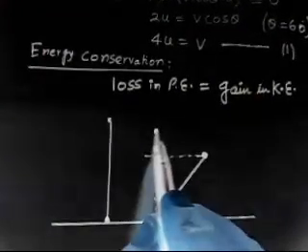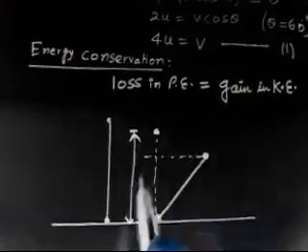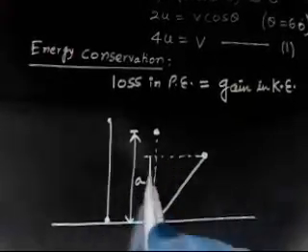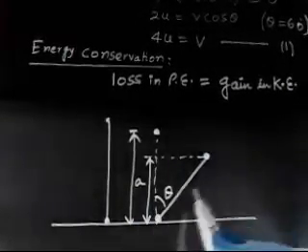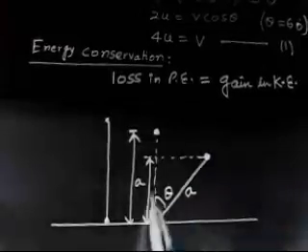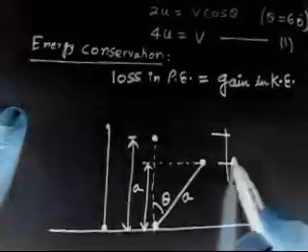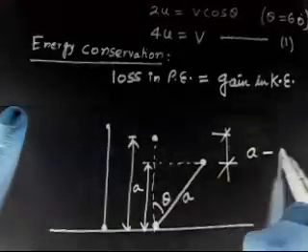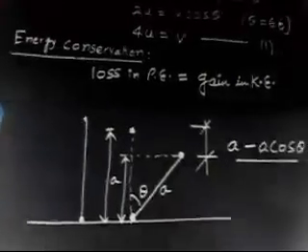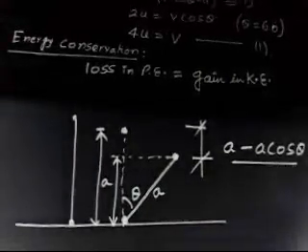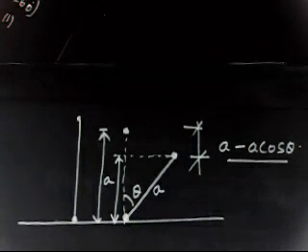So this height is initially A. Now this height is A cos theta, because this angle is theta. This length is A, so this length will be A cos theta. So this change in potential energy, the loss, is A minus A cos theta. This is the loss in height. Are you getting or not?